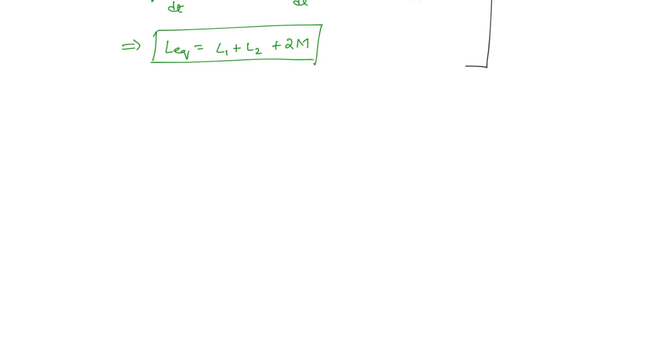Now the second case is a differential connection. So what is going to happen here? The two inductors are going to have dot polarities in this manner. So what is happening now? If a current flows like this, through one coil it is flowing into the dotted terminal, and through the other coil it is flowing out of the dotted terminal, right? So this is why it is called a differential connection. This is case 2, differential connection.